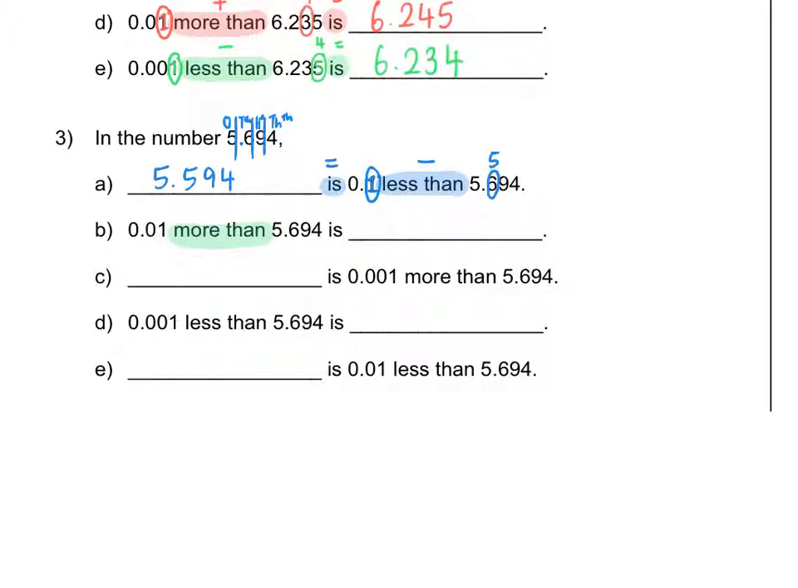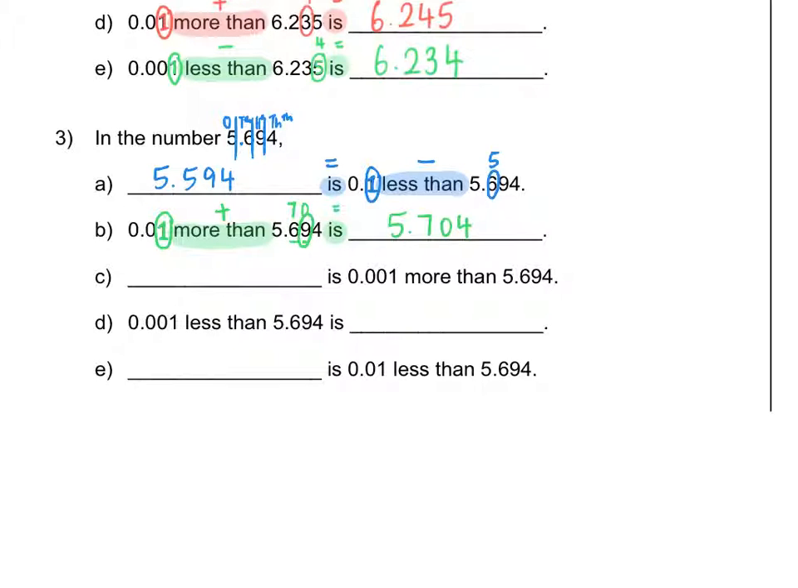For part B, 0.01 more than 5.694 is, so same thing, we label. More than is plus, is means equal. Look carefully at digit 1. It is in the hundredths place. So this hundredths place, 9 plus 1 is a 10. So we need to regroup. 69 becomes a 70. The other digits remain the same. So the answer should be 5.704.